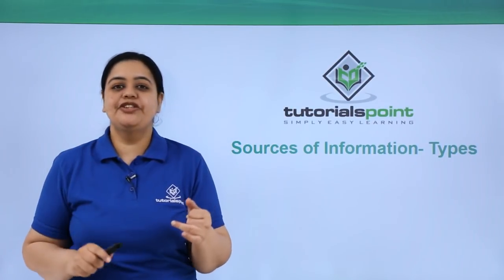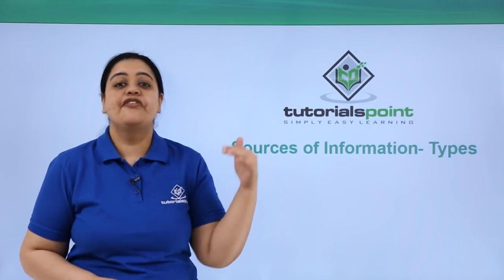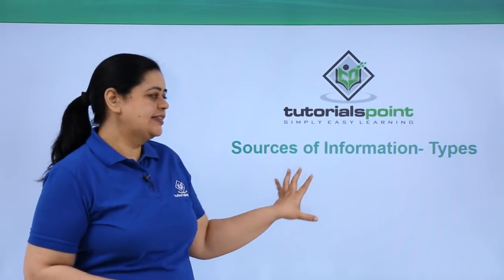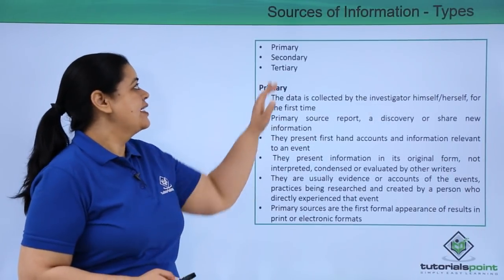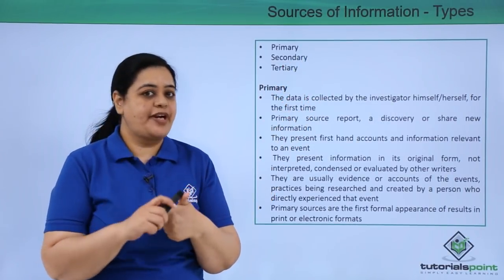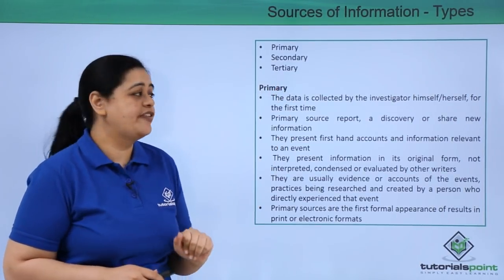Now see, we understood the originators of information. Let's understand the sources of information. What are the types? In this particular video, we'll understand what are the types of sources of information. When it comes to sources, we have the primary source, the secondary source, and then the tertiary source of information.